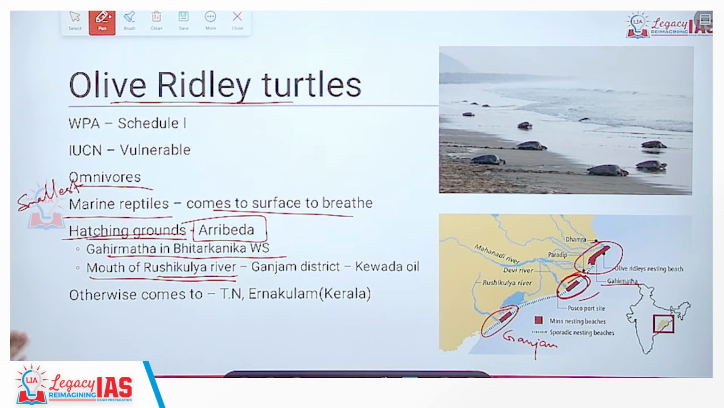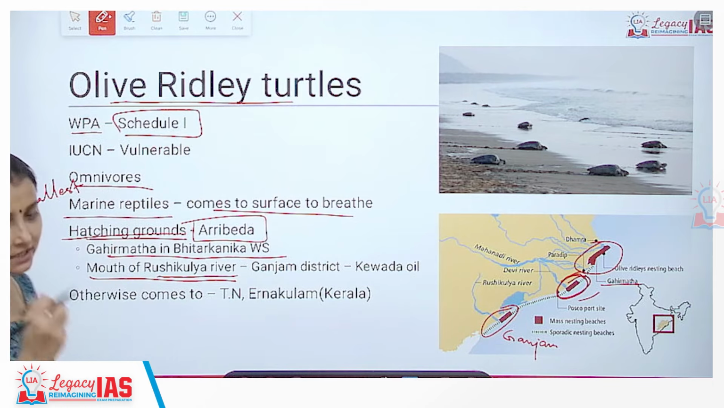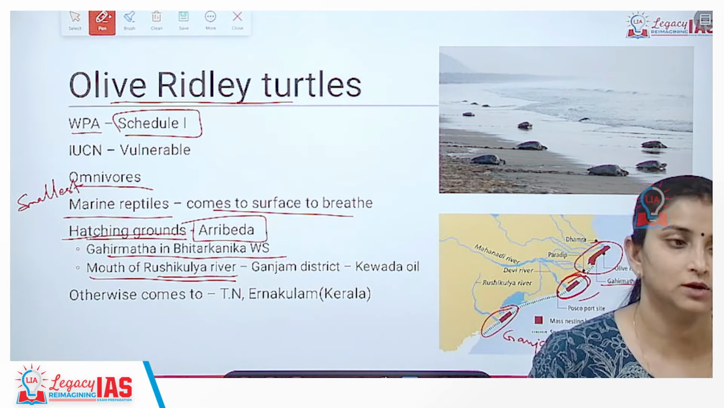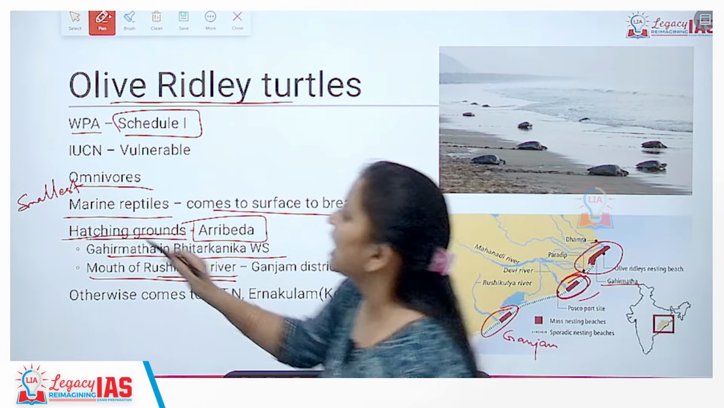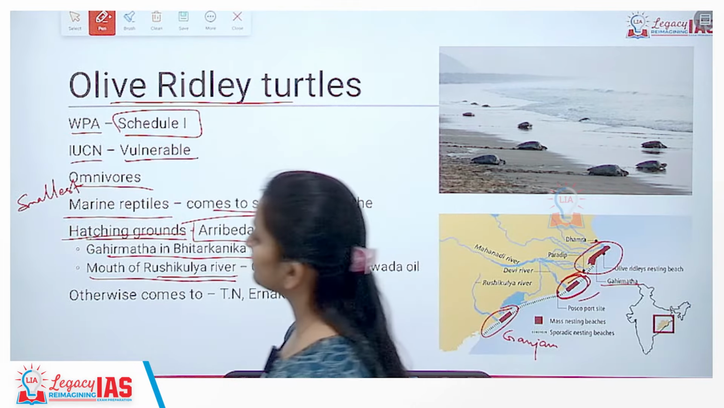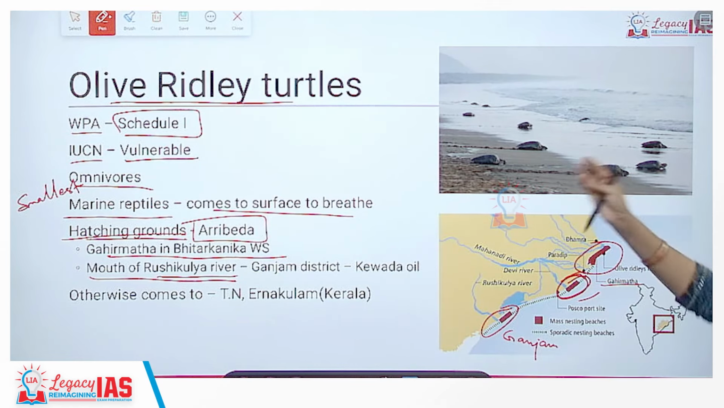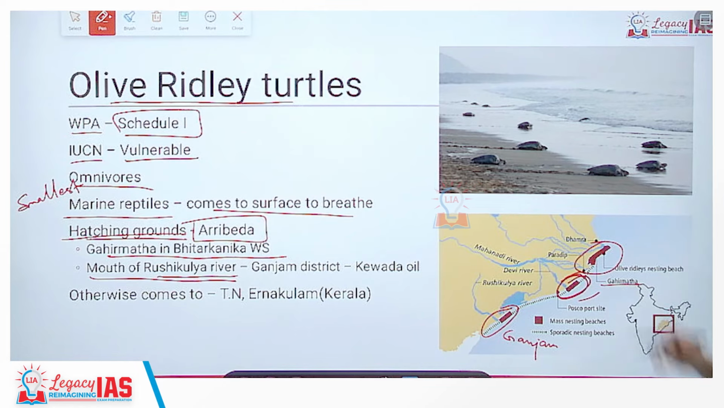In the Wildlife Protection Act of 1972, they have been given the highest protection status under Schedule 1. That means they cannot be traded, transported or trafficked. Plus, IUCN has granted them vulnerable status. So this is how aribeda takes place. They come to the grounds for hatching, and then they move back to the shores.